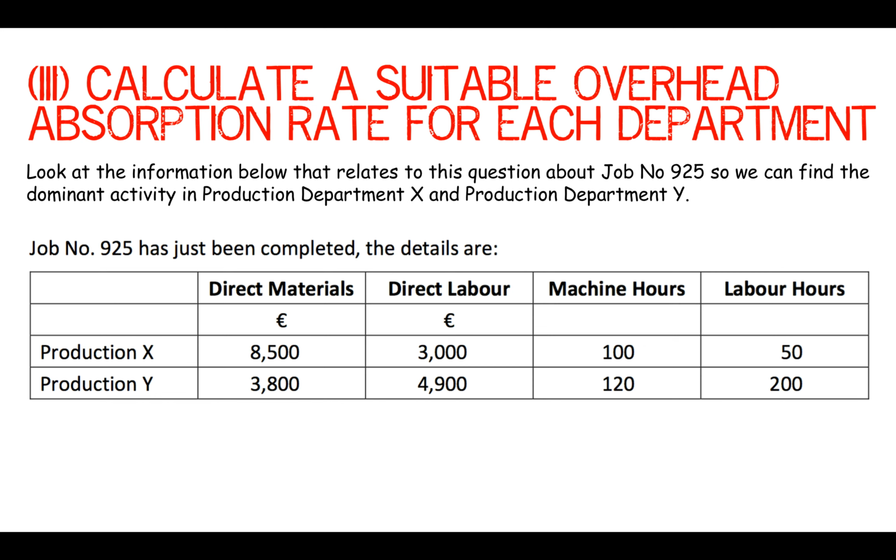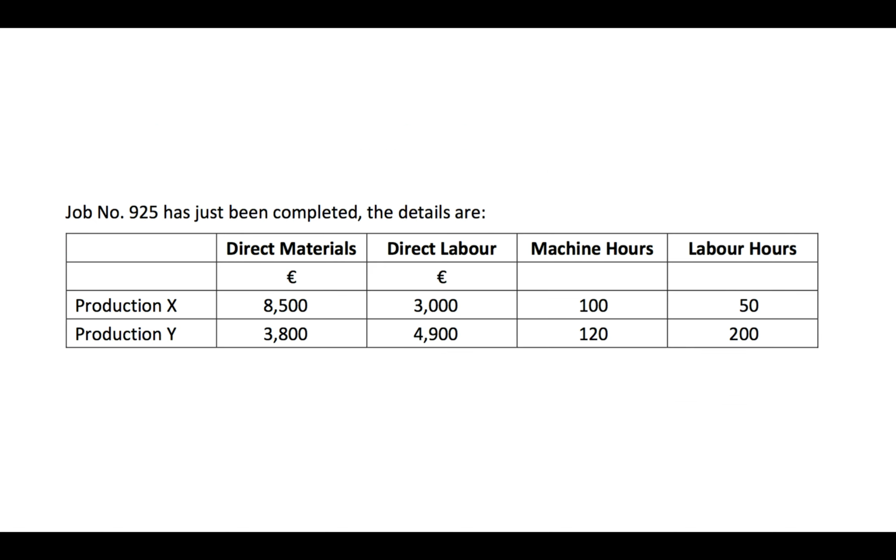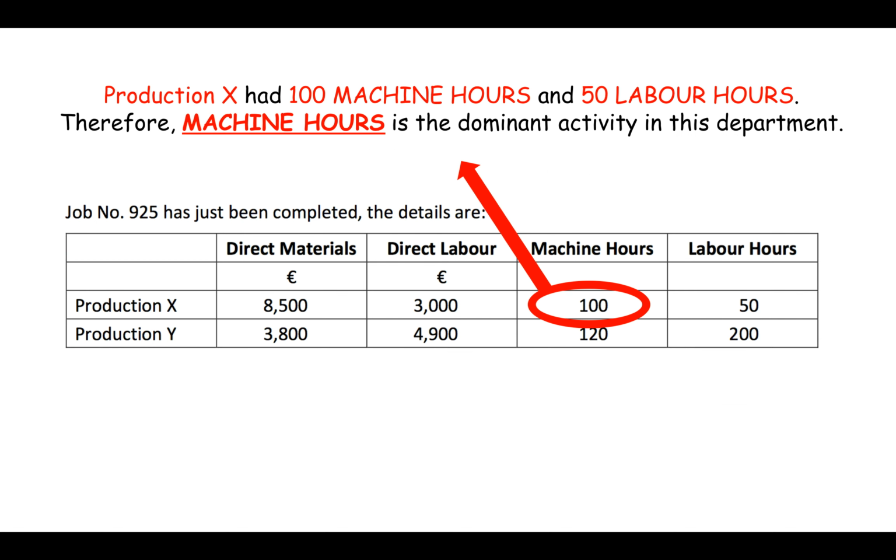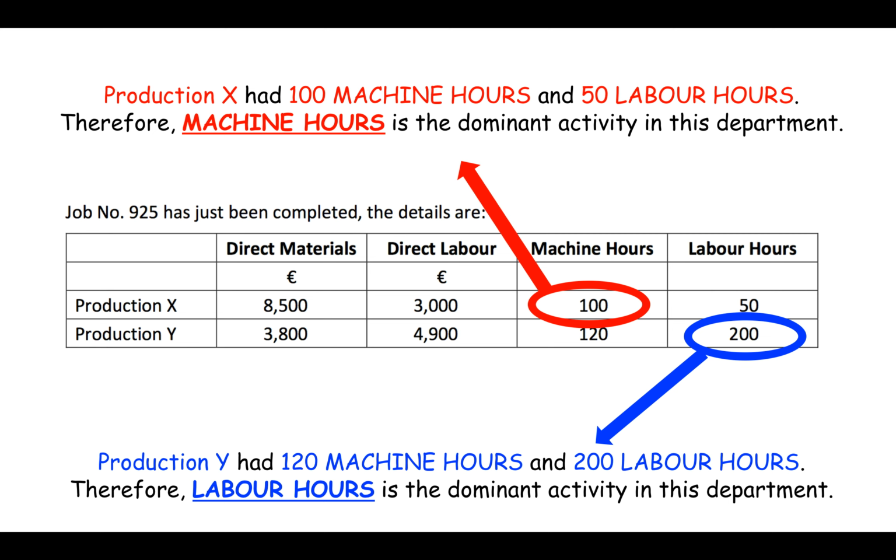So look at the information below that relates to this question about job number 925, so we can find the dominant activity in production department X and production department Y. So the dominant activity in production X is machine hours. Production X had 100 machine hours and 50 labour hours. Therefore, machine hours is the dominant activity in this department. Production Y had 120 machine hours and 200 labour hours. Therefore, labour hours is the dominant activity in this department.